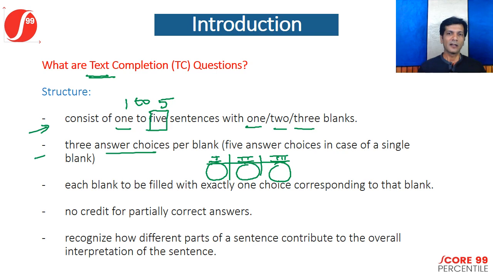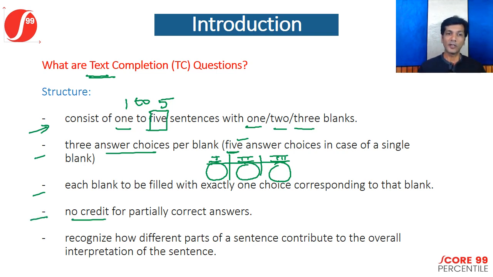Now remember that. Now of course if you're looking at single blank questions or one blank questions, you have only 5 answer choices and you choose exactly one. So likewise, if you have, let's say, two blank questions, you'll only have two such columns. You choose one from each column corresponding to the blank. That's exactly what this point says.